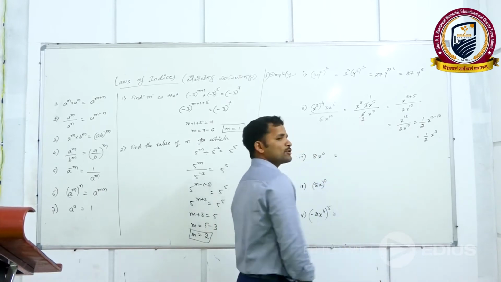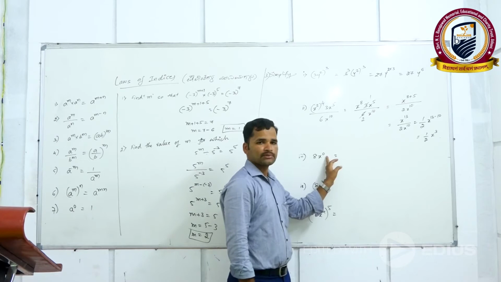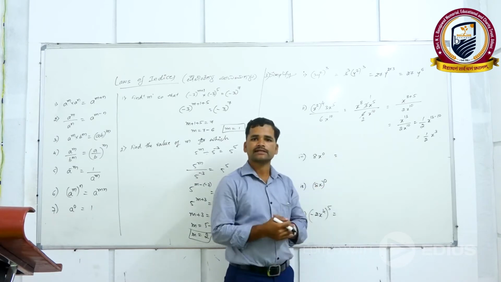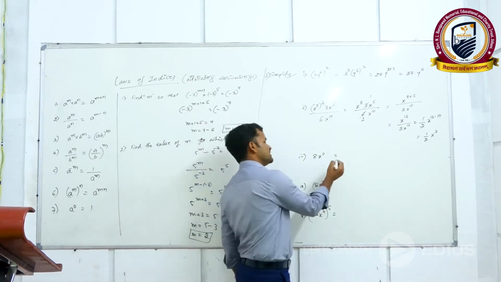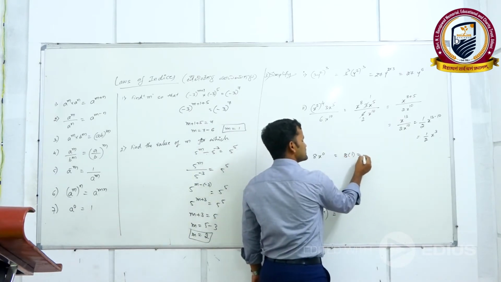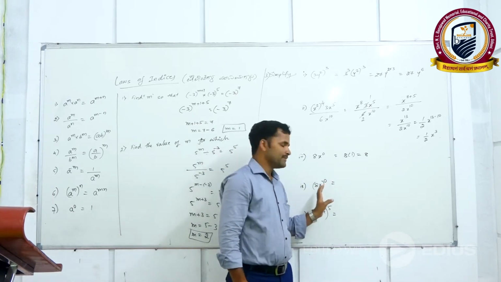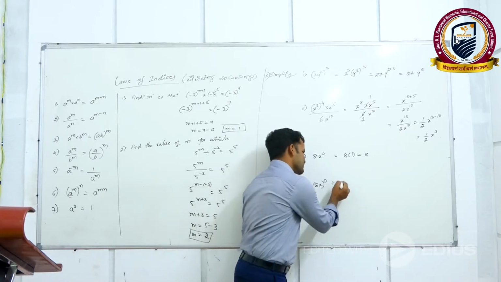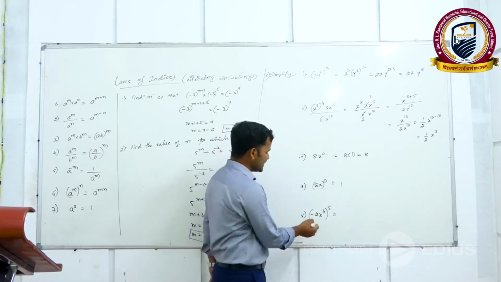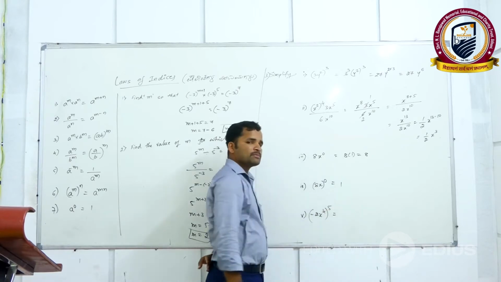Here these are simple problems. 8 into x raised to 0. This 0 power is only for the x. I told you anything to the power 0 is 1, means 8 into 1 which is equal to 8. Here you see 8x to the power 0 means this power 0 is for the whole term, so answer will be 1. Next, minus 2 into x raised to 4 whole to the power of 5.